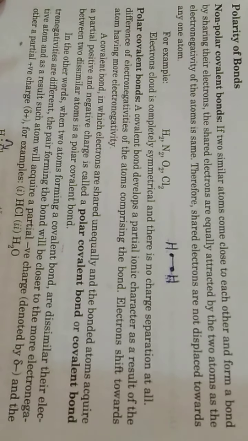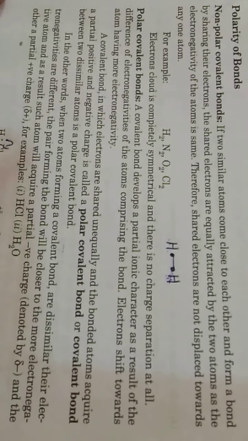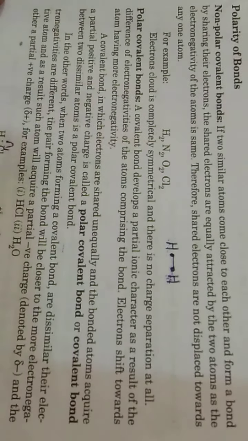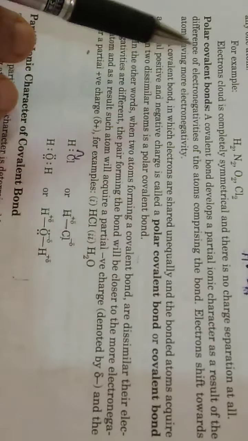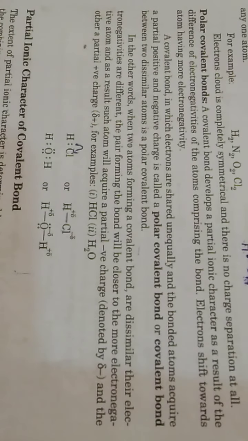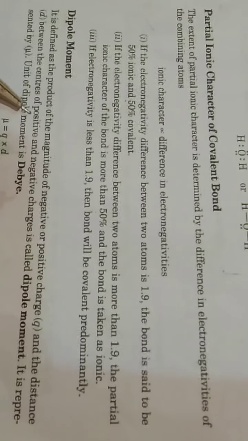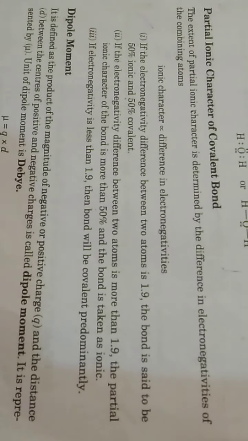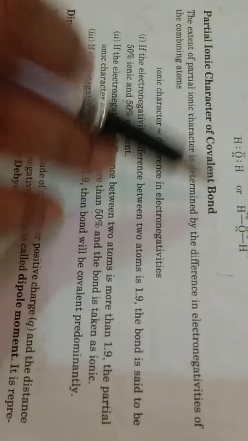So I just hope the concept is clear to you all. This is all about non-polar covalent bonds, and it is about the polar covalent bonds. I have given you the examples in both the cases. Now children, we will be moving to the next one, that is the partial ionic character of covalent bond.